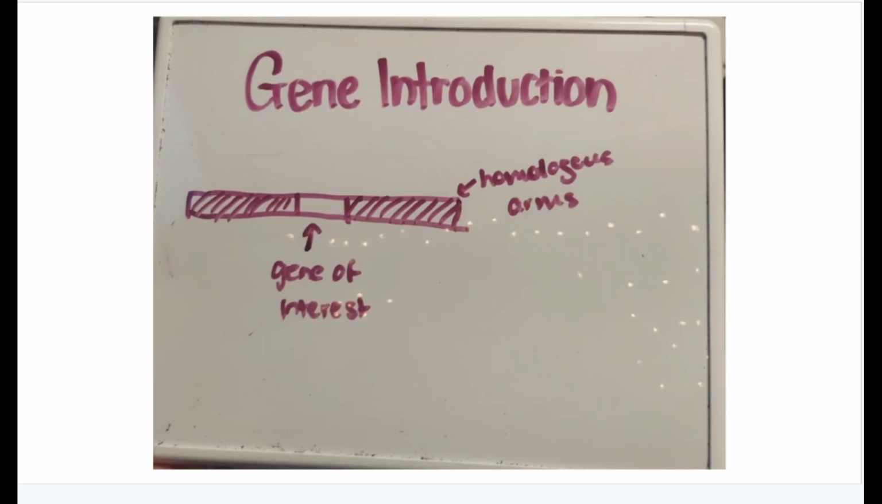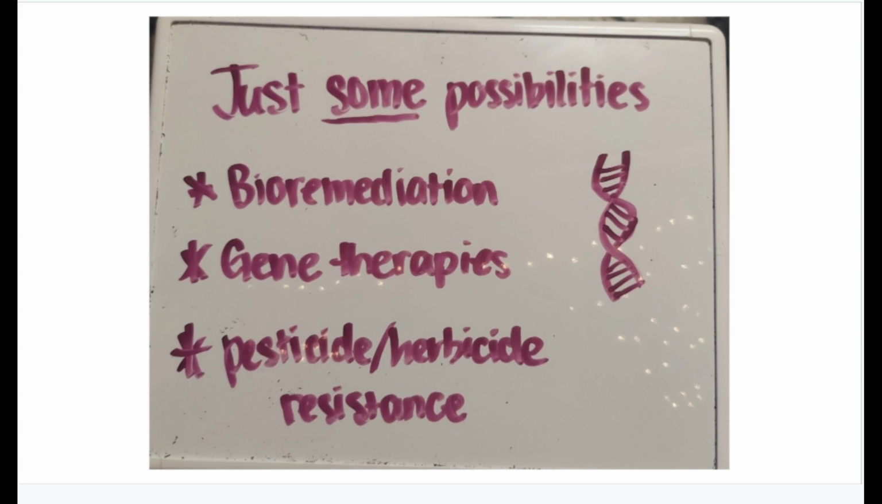The next is gene introduction. Because we know how the HDR pathway functions, we can provide DNA with homology to a certain region. Then, if we incur a cut via CRISPR, our organism will use this template with homologous arms and integrate the new gene or sequence into its native genome. This opens up a plethora of possibilities to us as scientists, not limited to bioremediation, gene therapies such as diseased allele knockouts, pesticide and herbicide resistance for growing populations, discovery of antibiotics, among many.